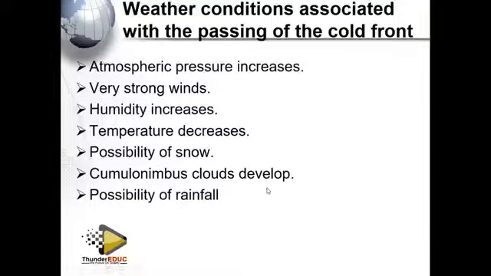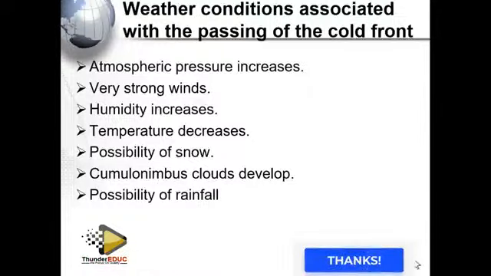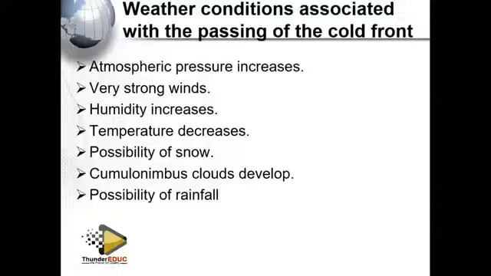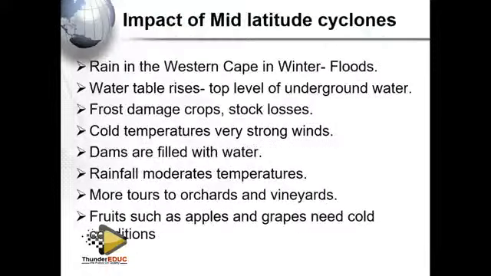Cumulonimbus clouds form. Why do cumulonimbus clouds form? They form because there is continuous rising of warm air along the cold front. So when there is that rising of warm air, it will result in the development of cumulonimbus clouds in the upper atmosphere. And therefore, cumulonimbus clouds are associated with rainfall. That's why we say there is a possibility of rainfall. Besides that, cumulonimbus clouds are also associated with thunderstorms, lightning, and hail. All those weather conditions are going to be prevailing.